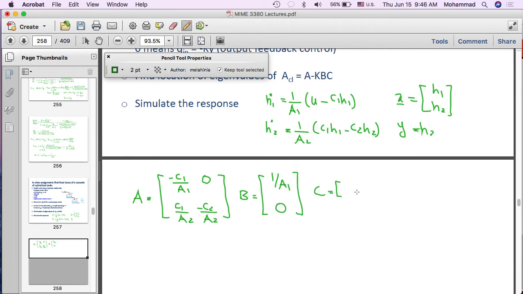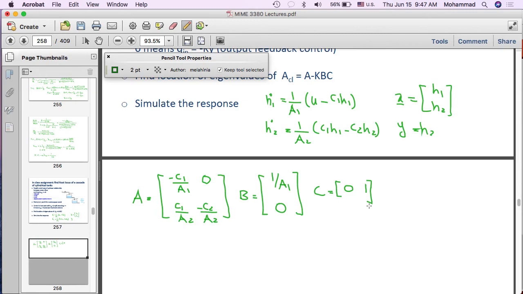What did you put for C? 0, 1. 0, 1, because 0 gets multiplied by H2. Mm-hmm. And then we have to multiply 0 by H1, cancel that out, and then 1 by H2 to get H2. Yeah, I think this is correct. Did you all get the same thing, or do you at least agree?